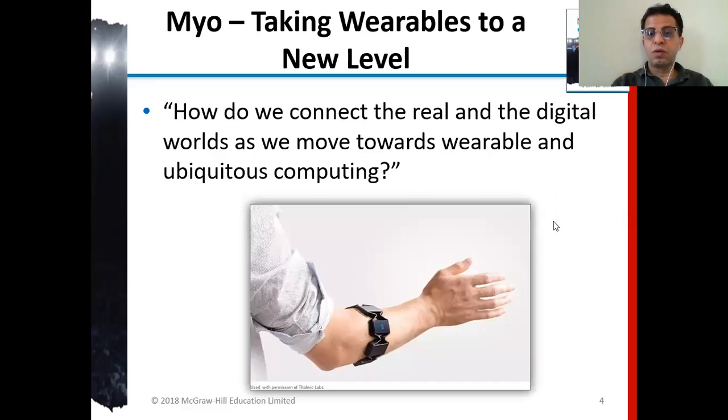Wearable to a new level. How do we connect the real and the digital world as we move toward wearable computing?